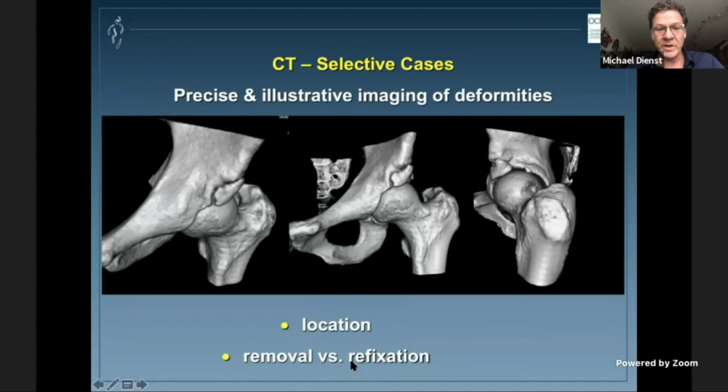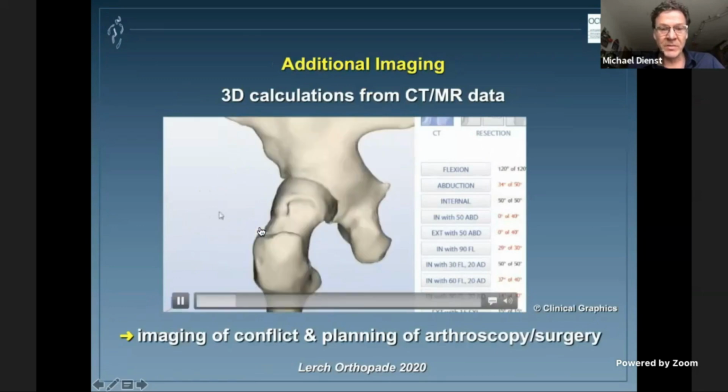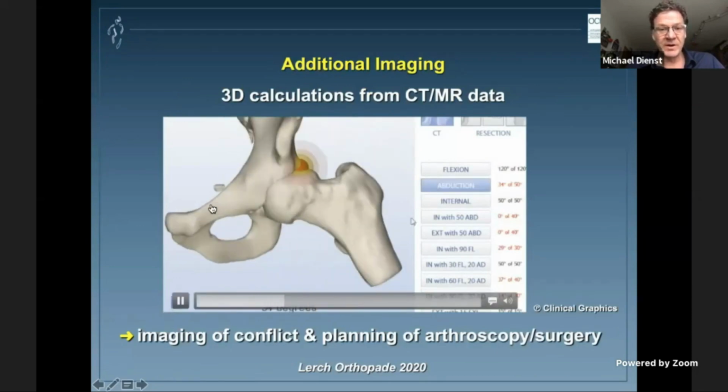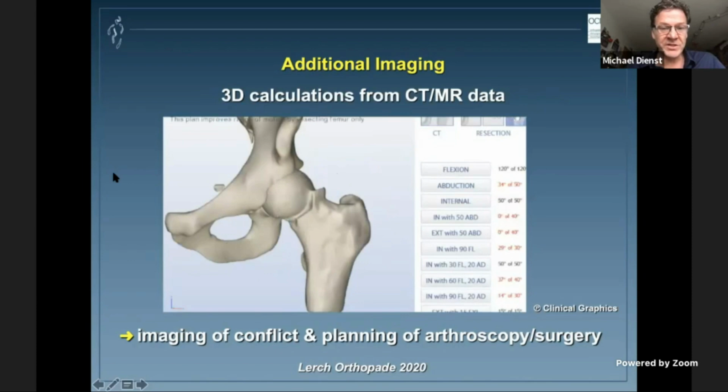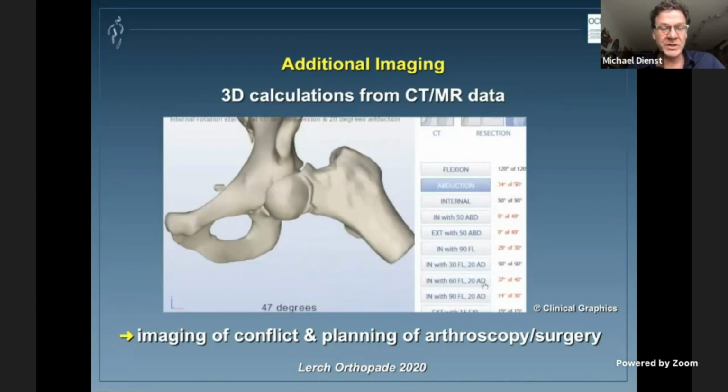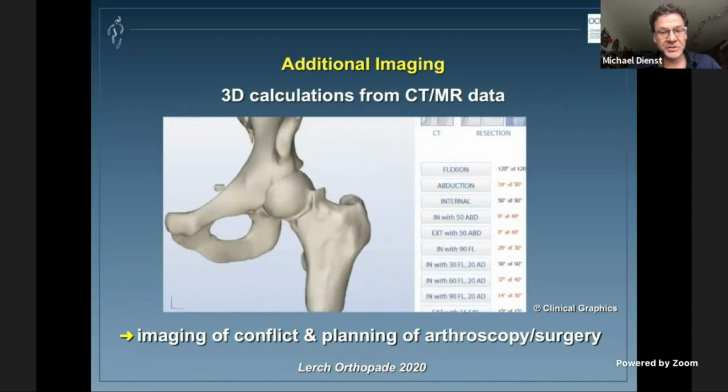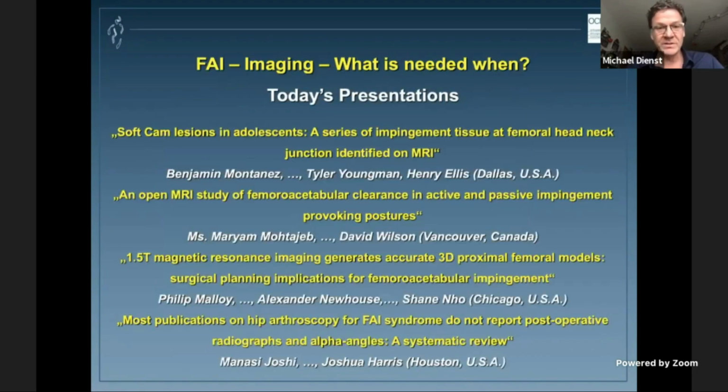CT can be very helpful, especially when you have difficult cases, such as in this case here. So the question is here, for example, can we remove this part, or do we have to refix it in order to avoid instability? And this is very important in difficult cases. We can get three-dimensional views, three-dimensional simulations from MRI and CT data.